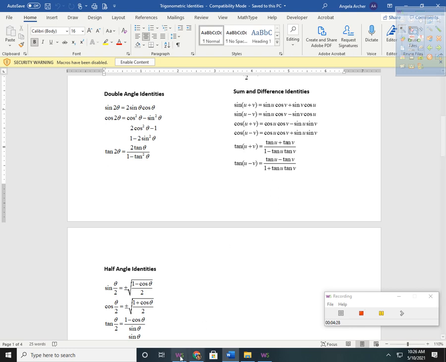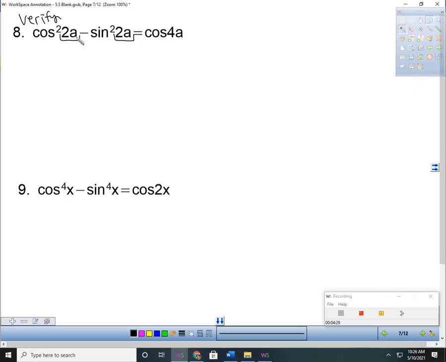So in my formula, I see that I have 2 alpha, or 2a, so that means that I will double that, and cosine squared 2a minus sine squared 2a is cosine 4a, and that's because I'm taking this that represents my angle, and I am doubling it out here. That now equals the other side, and I've verified that that is true.